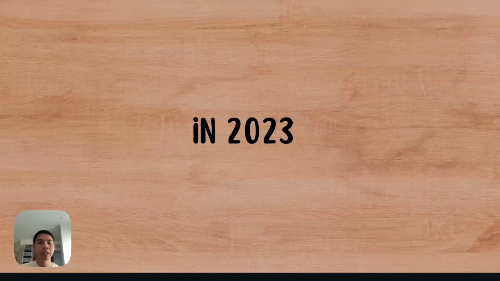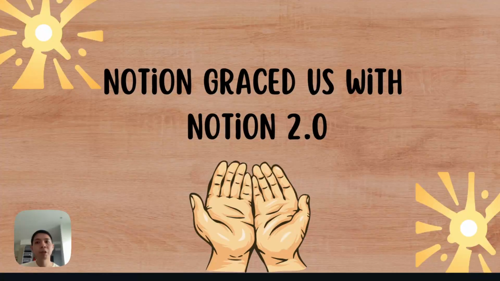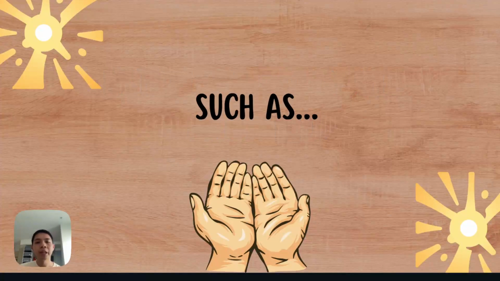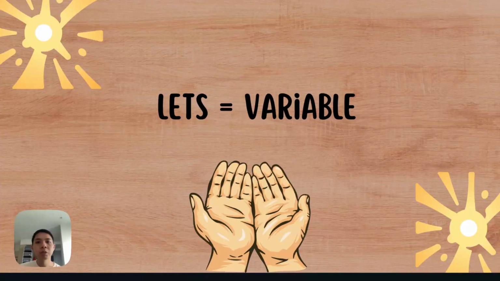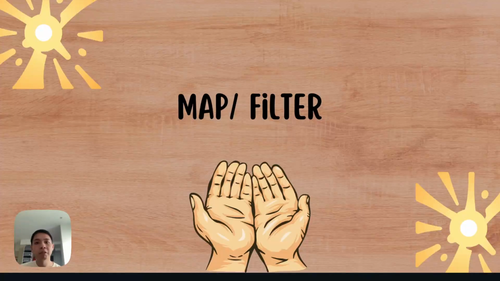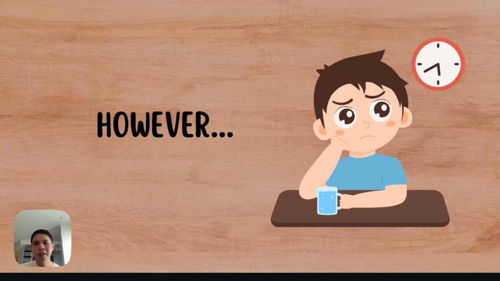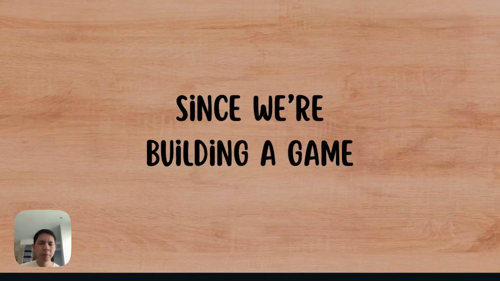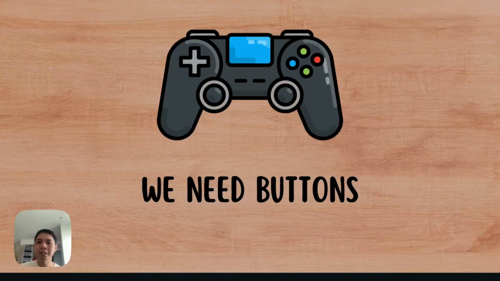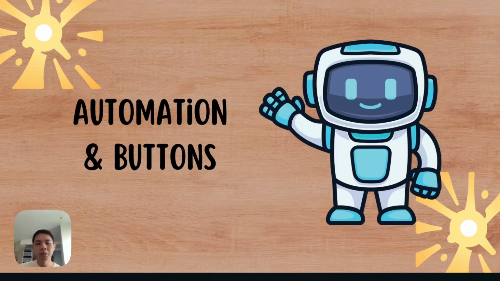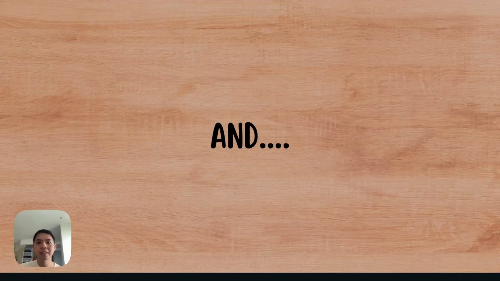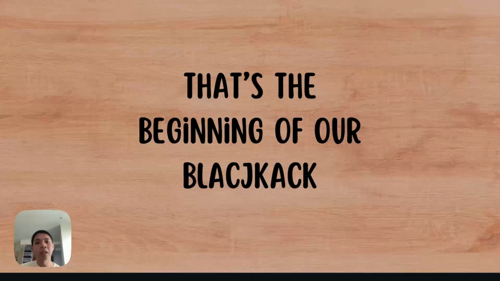However, in 2023, Notion actually graced us with Formula 2.0. They introduced things like variables, which is lets, and map, filter, and ID. However, there's still something missing. Since we're building a game, we actually need buttons. So this is the second coming of grace. Notion introduced automations and buttons, and that's the beginning of our blackjack game.